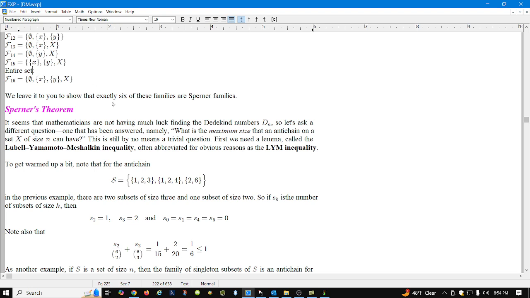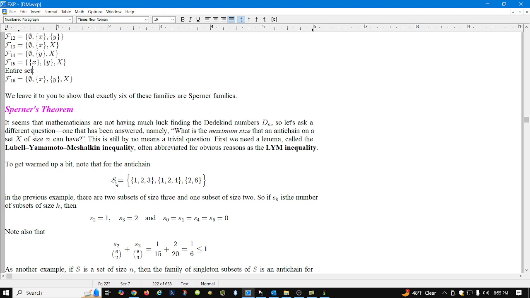This isn't a trivial question, but we can do some work on this. First, we need a lemma. It's called the Lubell-Yamamoto-Meshalkin inequality. And so for obvious reasons, it's usually abbreviated LYM inequality. Now let me warm up a little bit on this so we don't plunge right into it.